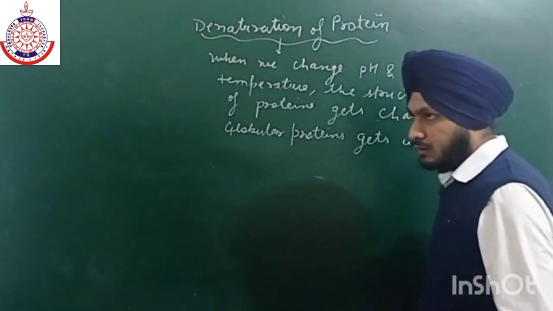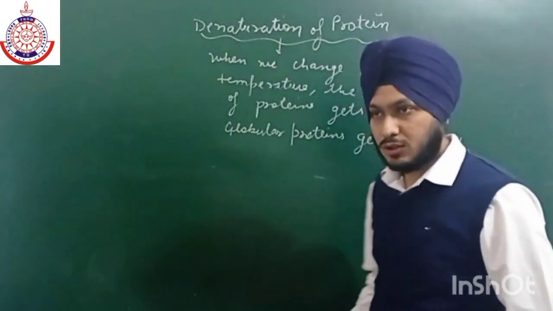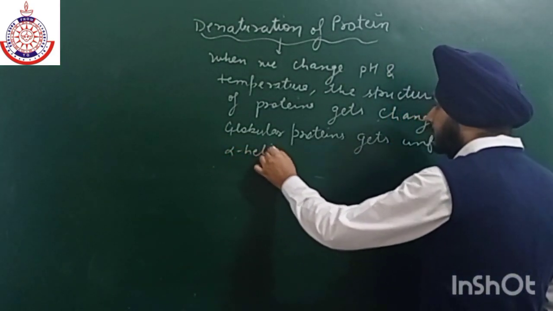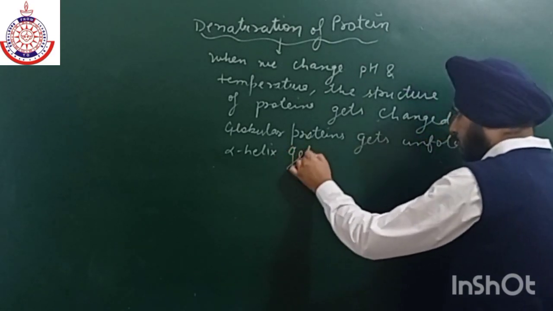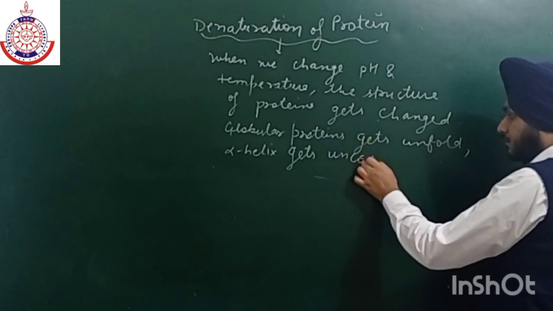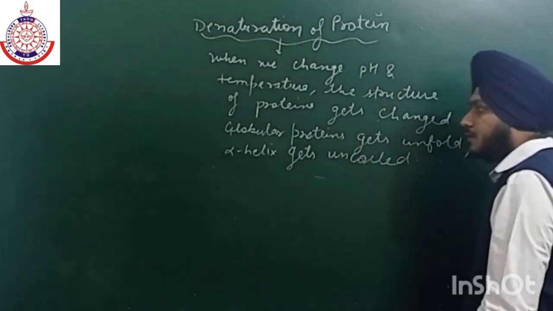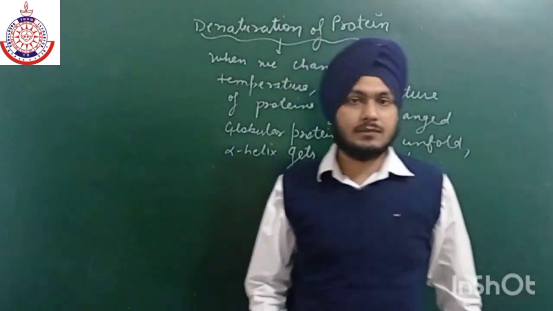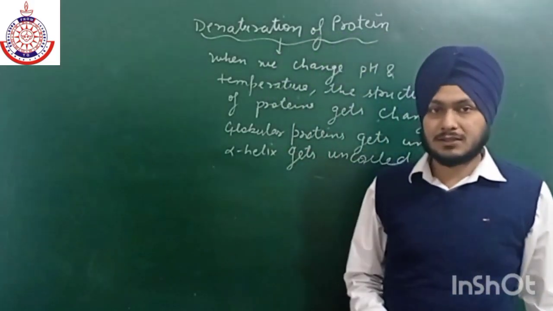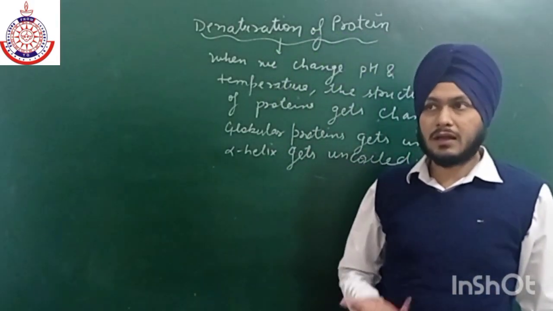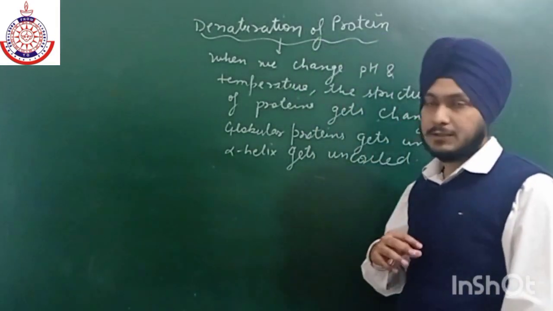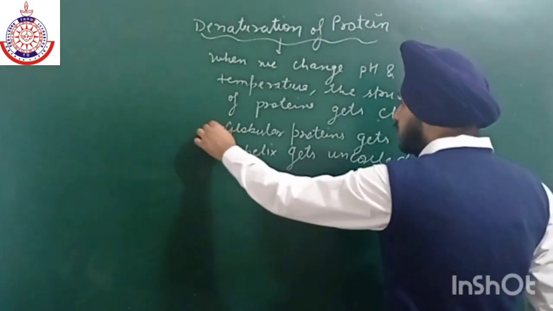As we all know, alpha helix structures are in the form of coils, so they become uncoiled. Even as we all know, globular proteins are very much soluble in water. But when we change temperature or pressure or pH, for example, if we give some heat to globular protein, it gets precipitated. They are converted into fibrous protein and become insoluble in water.